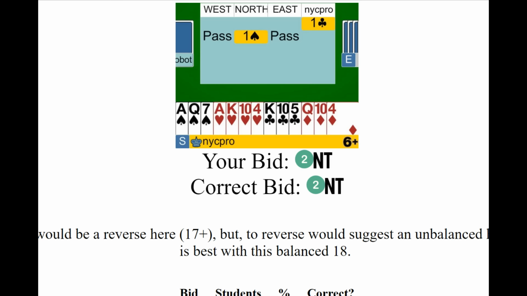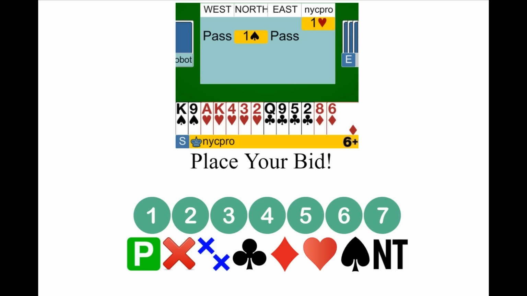Okay, so here I'm going to move to the next hand, and we see that we've opened a heart and our partner has bid a spade. What do we do with this one? One heart, one spade.